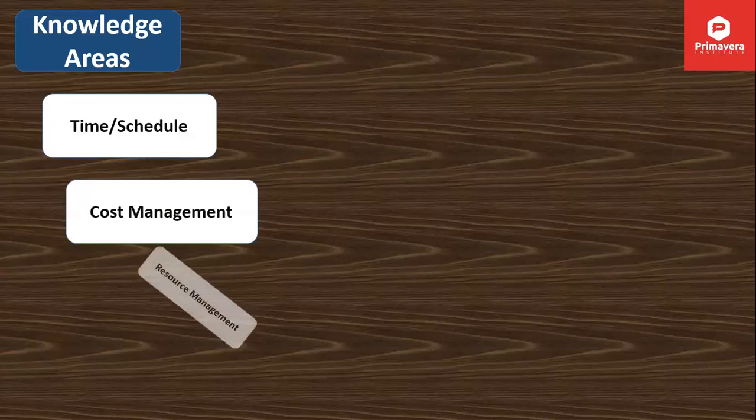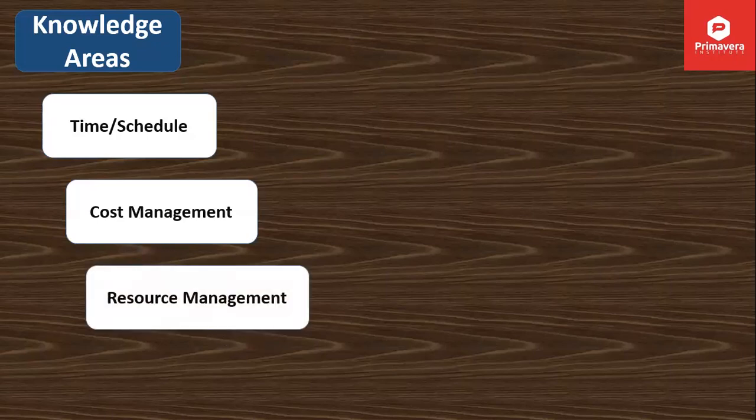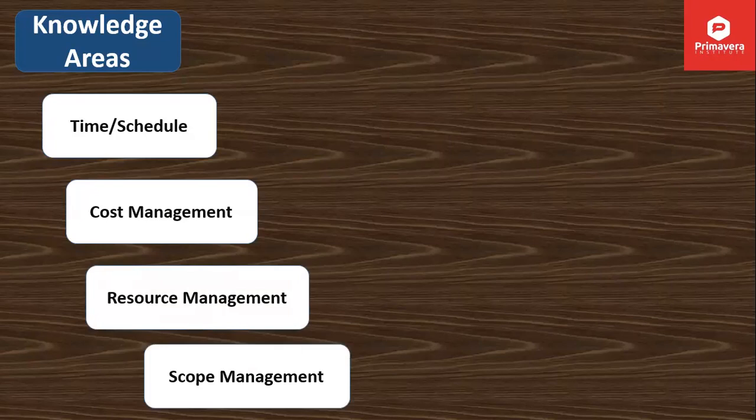And then resource management: who are the people going to execute this project, and what are the resources, like manpower, material, and machinery. And then scope management means whatever you have to do, you have to document all those things, and that will come under scope management. And then further on, procurement.